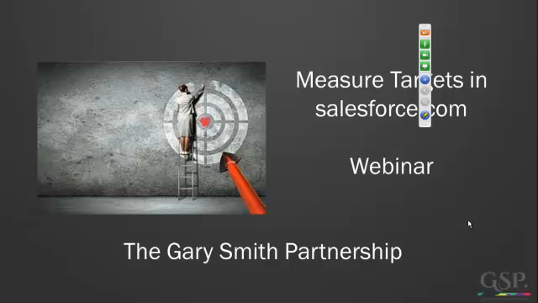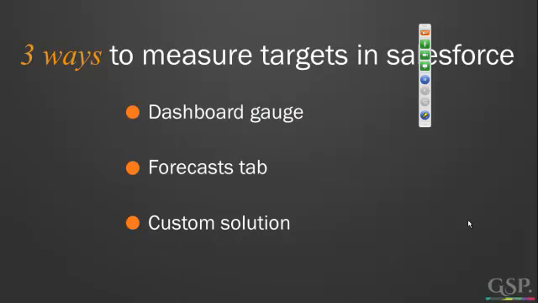But what we will do is we will take you through these 3 different ways of measuring targets in Salesforce. Simple dashboard gauge, so we'll show you that first. We look at the forecast tab, and Nick, you're going to do that. We'll show people how to use the forecast tab and how that works. And we'll show you a custom solution that we've implemented for a number of our customers as well, and how that can help you measure targets and understand that issue of whether you have enough funnel in the pipeline to meet the target. So, without further ado, I think we are ready to go.